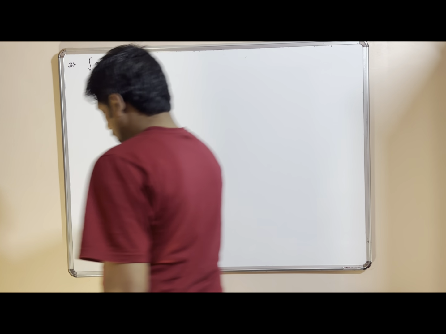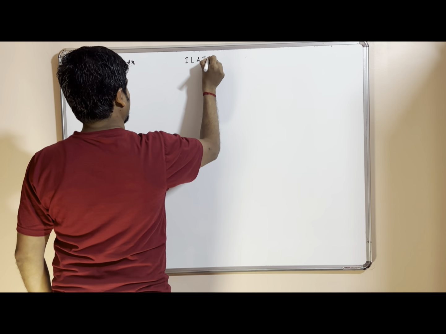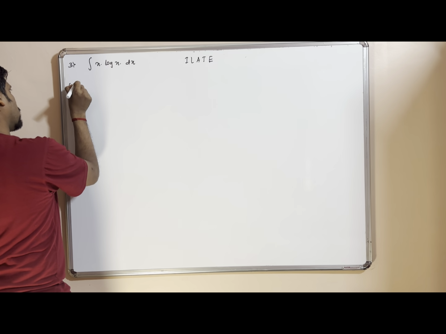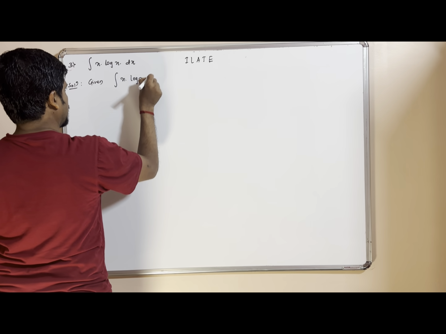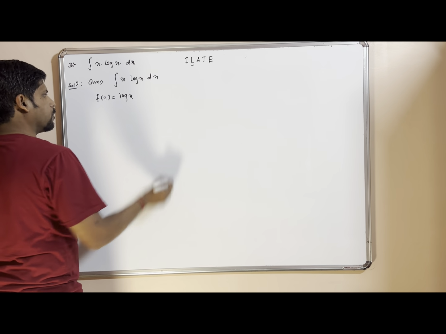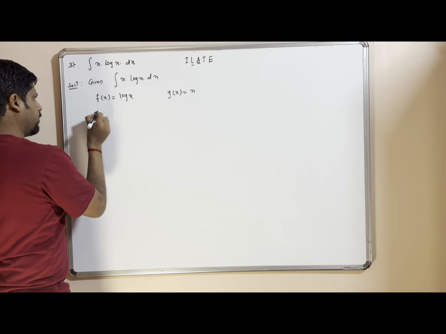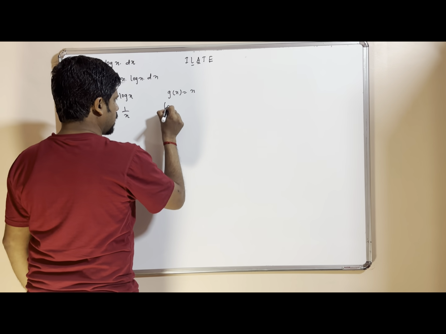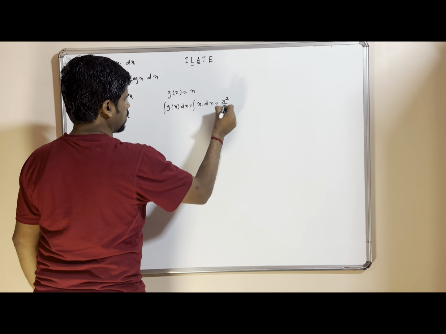So next problem, integration of x into log x into dx. Highlight the rule. What is the first function? Log function. What is the second function? Algebraic function. So solution, given integration of x into log x into dx. Here f of x is equal to the first function, log function, g of x, the second function, is algebraic, that is x. Now f dash of x, differentiation of log x, is 1 by x, right? Now the integration of g of x into dx, what is the integration of x into dx? That is x square by 2, right?